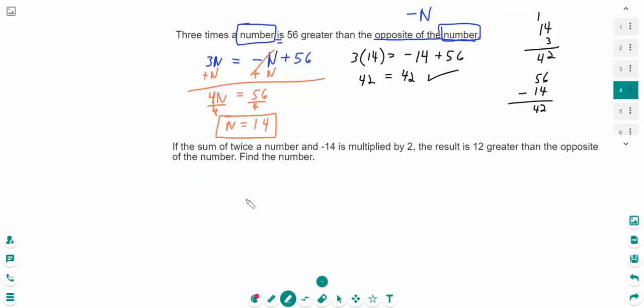All right, so let's go on to this next one. This one is a little bit tricky, so why don't we do this one together so that you can see how this is going to work. All right, so if the sum of twice a number and negative 14 is multiplied by 2, the result is 12 greater than the opposite of the number. Find the number. Now, this one, I might actually start with just saying, where is our equal sign?